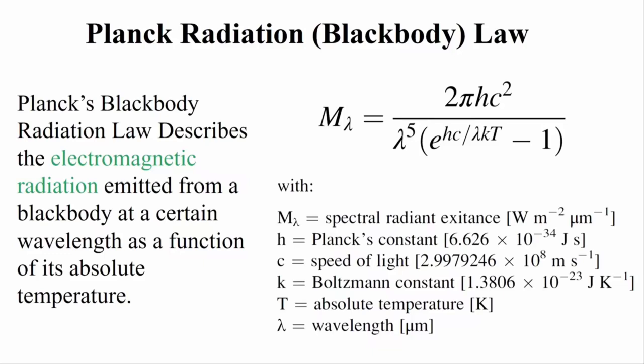Here the spectral radiant exitance, represented by M lambda, is equal to 2 pi h c squared divided by lambda to the power 5, multiplied by 1 over e to the power h c divided by lambda k T, minus 1, where lambda is the wavelength, M lambda is the spectral radiant exitance, h is Planck's constant, c is the velocity of the electromagnetic wave or speed of light, k is the Boltzmann constant, and T is the absolute temperature in degrees Kelvin.